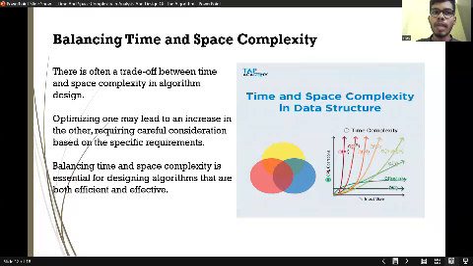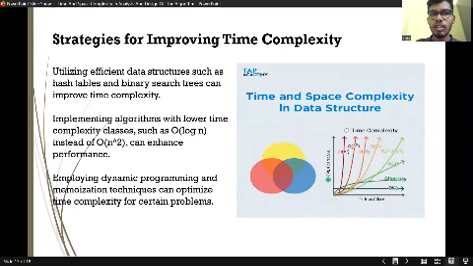Next, we will move on to balancing time and space complexities. There is often a trade-off between time and space complexity in algorithm design. Optimizing one may lead to an increase in the other, requiring careful consideration based on the specific requirements. Balancing time and space complexity is essential for designing algorithms that are both efficient and effective.